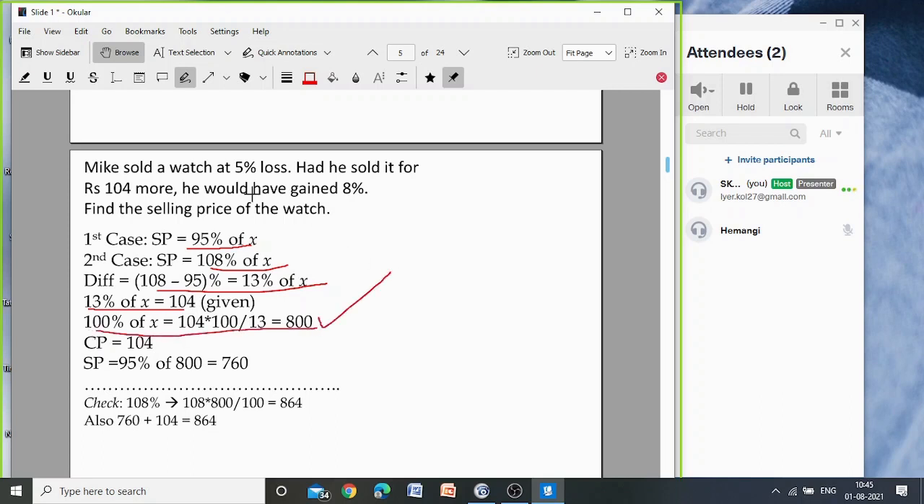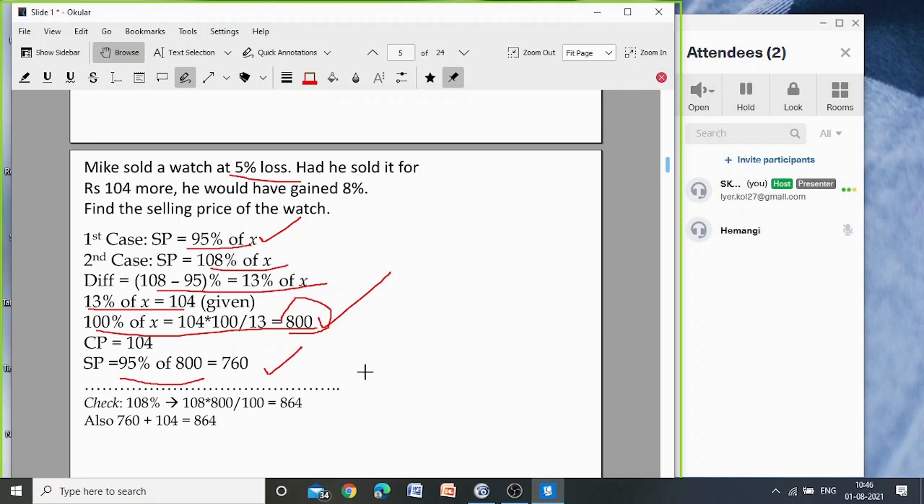Now you are asked the selling price. Selling price would be, he sold at 5% loss. So actually the selling price was 95%. So 95% of this cost price, 95% of 800, that is 760.